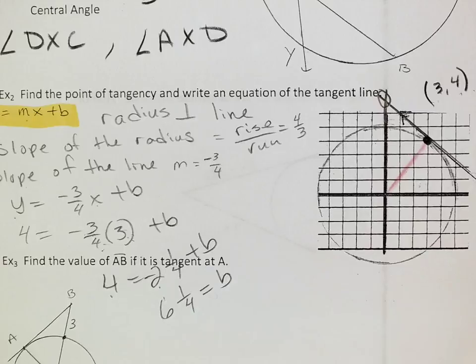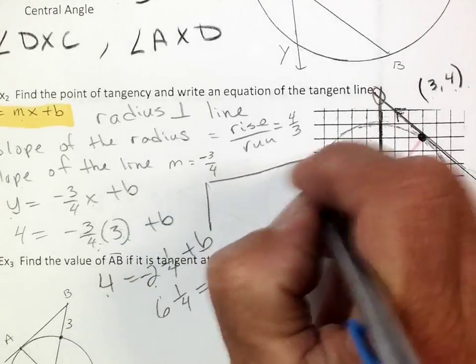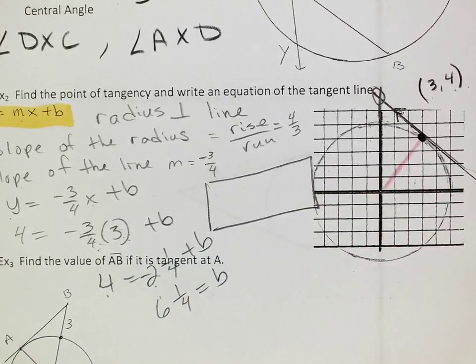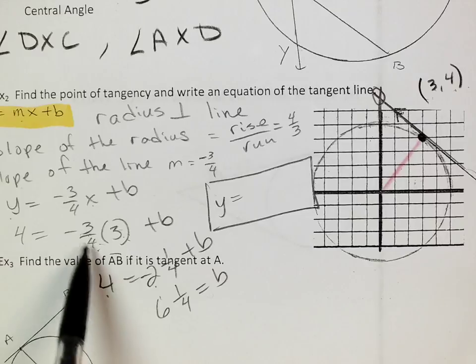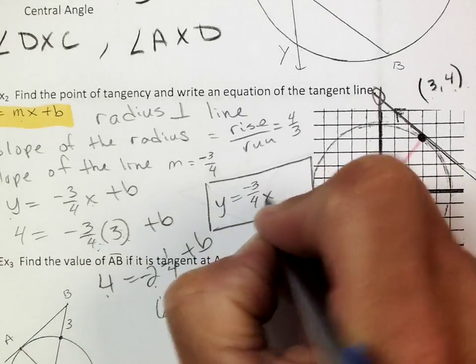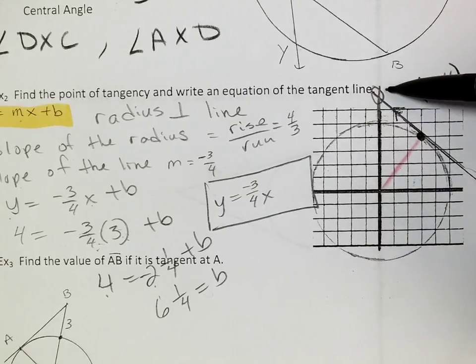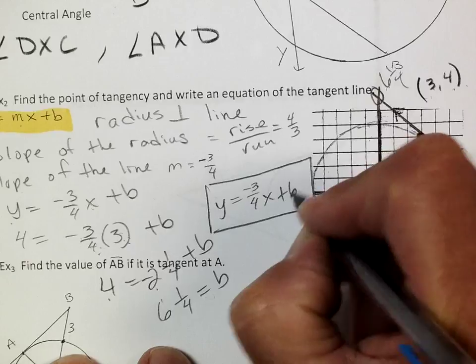I'm not done because the original equation said find the equation, but I'm almost done. My equation is, right? Y equals, well, I know my slope. Found my slope. My slope is negative 3/4 x plus b, and I know b is way up here at 6 1/4. So go plus 6 1/4.